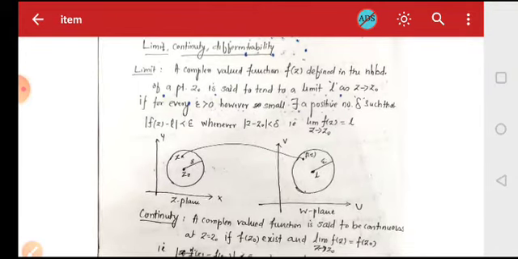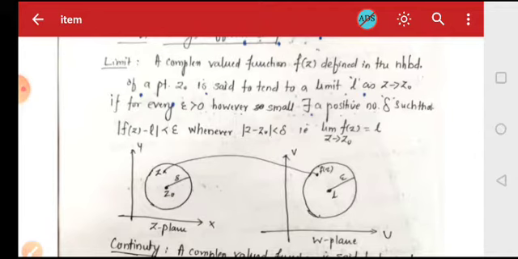Now let's begin. What is limit? A complex valued function f of z defined in the neighborhood of the point z0 is said to tend to a limit L as z tends to z0 if for every epsilon greater than 0, however small, there exists a positive number delta such that mod of f of z minus L is less than epsilon whenever mod of z minus z0 is less than delta. That is, in short, we can say that limit of f of z as z tends to z0 is equal to L.